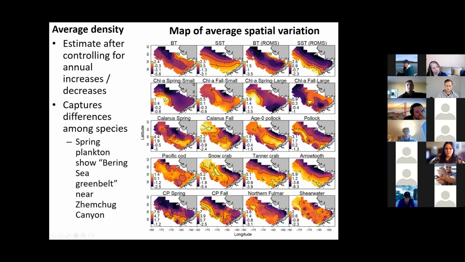The difference between the bottom temperature and the bottom temperature ROMs is what is being soaked up in the delta change method that's being estimated.